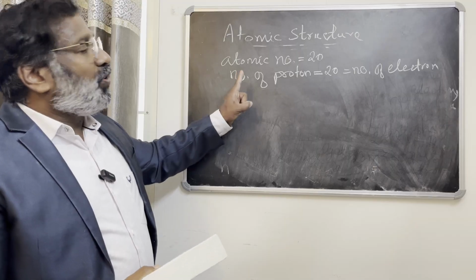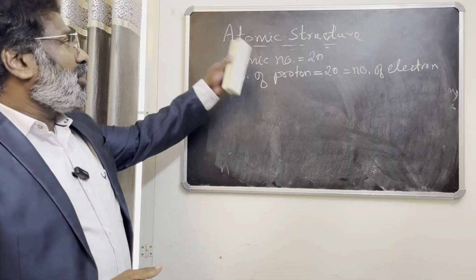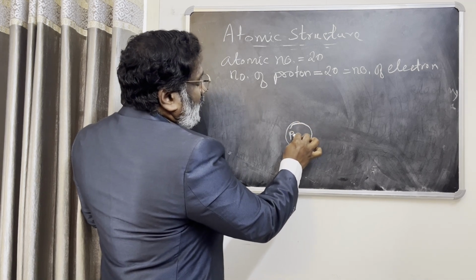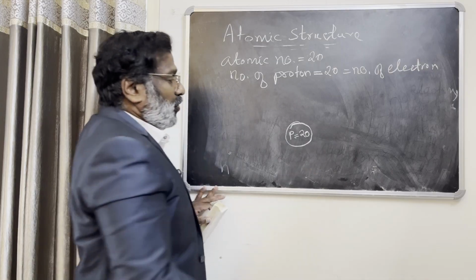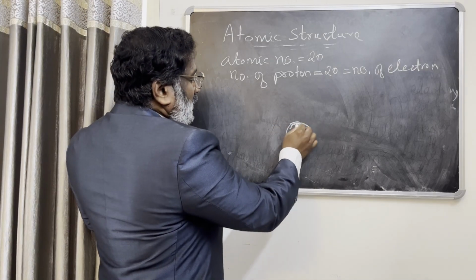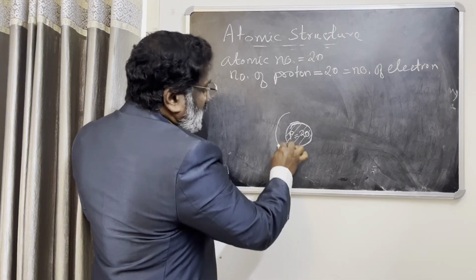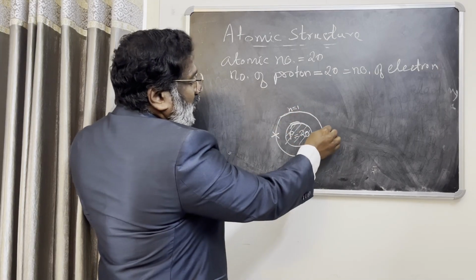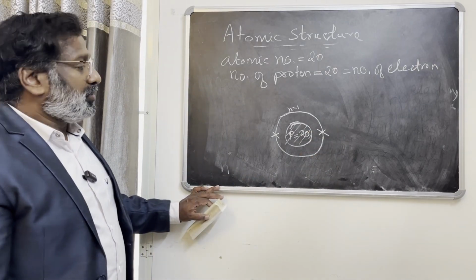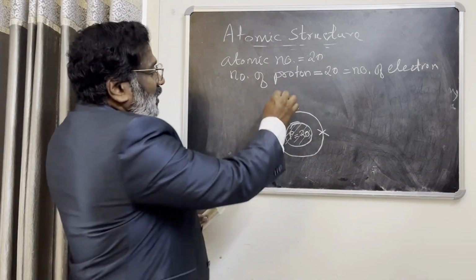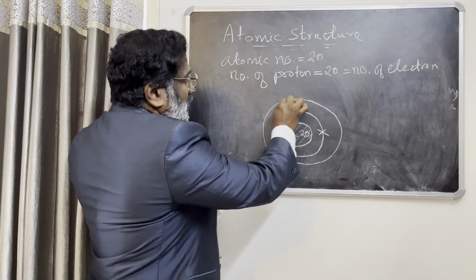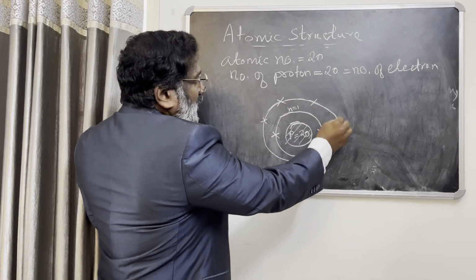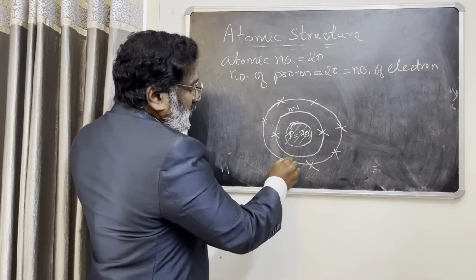Atomic number is the number of protons or the number of electrons. So now we can draw the atomic structure. Inside we will have the nucleus, and in the nucleus we will have 20 protons. Then the first orbit, n equal to 1. Here we can accommodate only 2 electrons. Total number of electrons is 20. Then the second orbit, here we can accommodate 8 electrons: 1, 2, 3, 4, 5, 6, 7, 8.